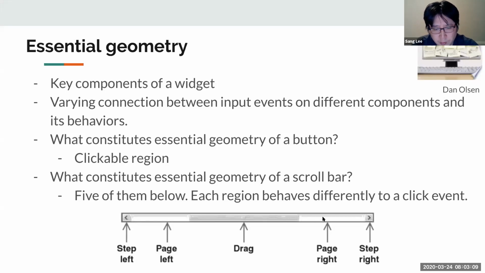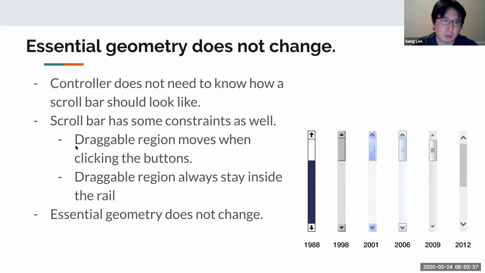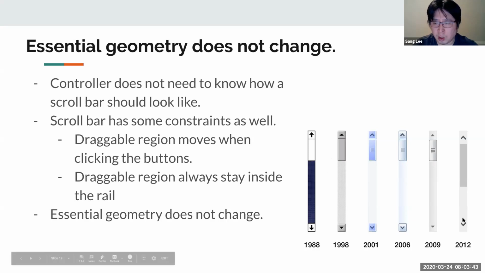So it has 5 different components, and each component has its own behavior, and acts differently to a click event. For example, this particular thing in the middle does not do anything on a click event, right? You have to drag and drop, while all the other parts are going to respond to the click event. So essential geometry does not change no matter how it looks. If it was a scroll bar, it's going to have these 5 different regions.